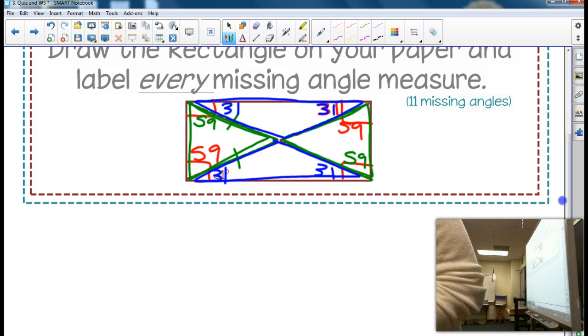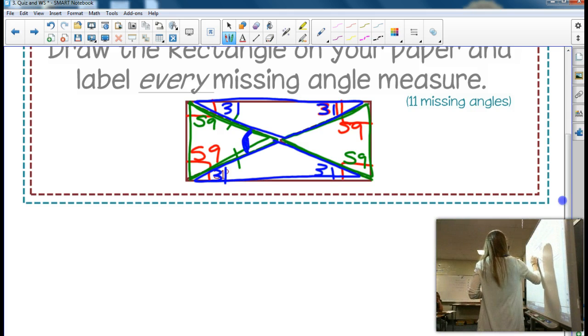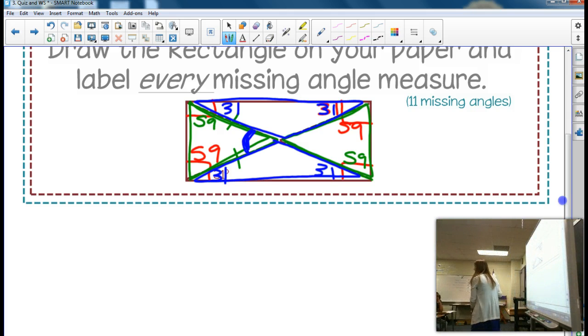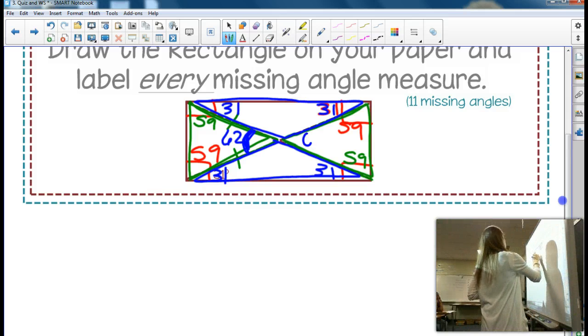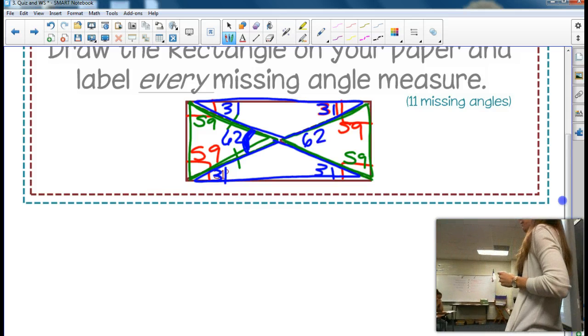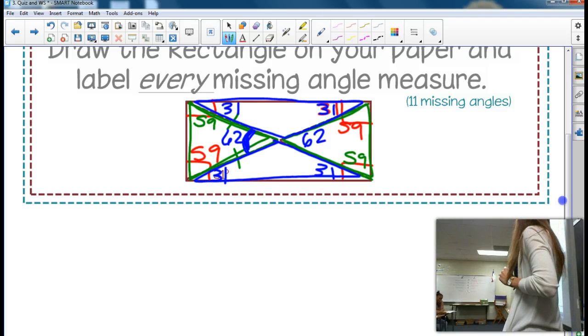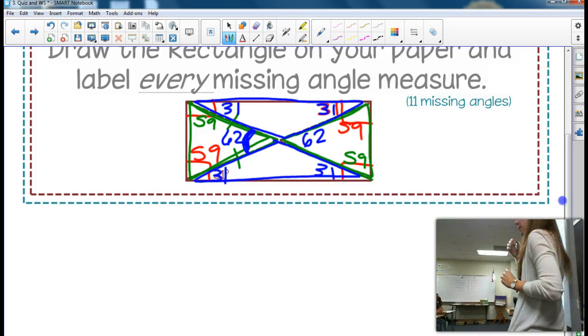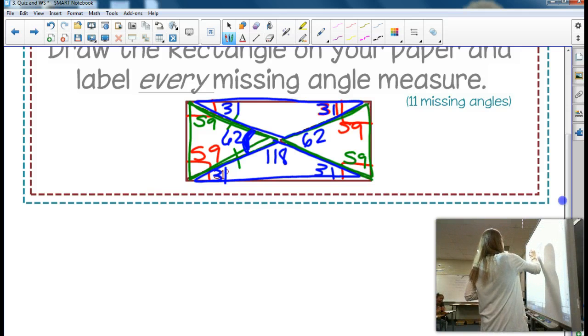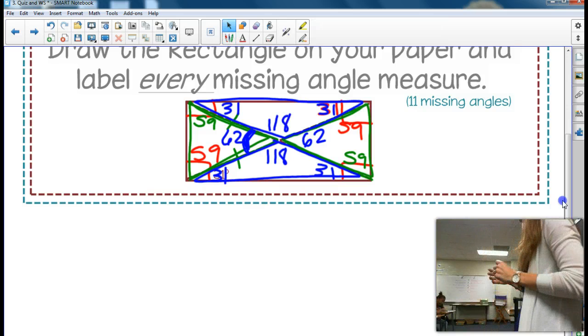Omar, how many degrees are in a triangle? 180. So how could I find this angle right here? Have you done it yet? What is it? 62? That angle is 62. Paige, what's this angle right here? 62. Awesome. Kaylee, how could I get this angle right here? Add those and subtract from 180. 118. Or you could find the supplement of 62. Yes, Kaylee, you could do that as well.